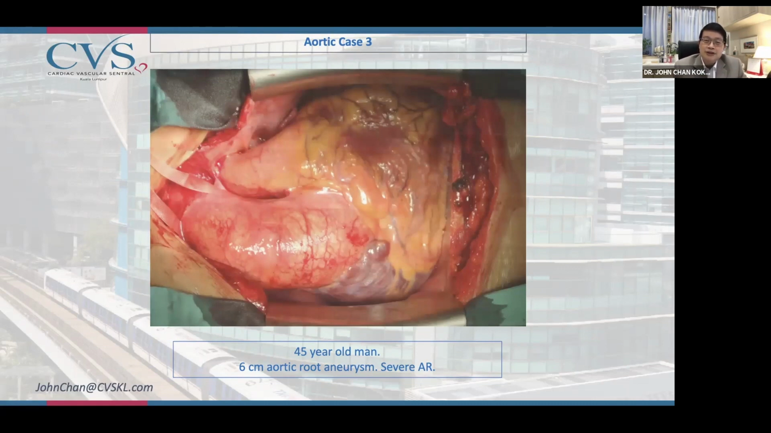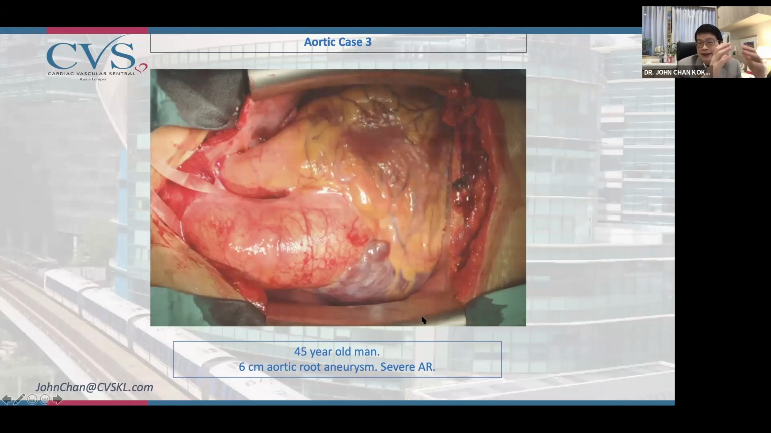So in this case, for example, you can see this is the heart here. This is the aortic root. This is the ascending aorta. So you can see that the aortic root and the first part of the ascending aorta is already much bigger than the normal aorta, which is about this size. So this patient has what we call an aortic root aneurysm, or a dilatation of the aortic root, and it measured 6 centimeters. And because the aortic root had got bigger, it has also stretched the aortic valve apart. So this patient also had severe aortic regurgitation.